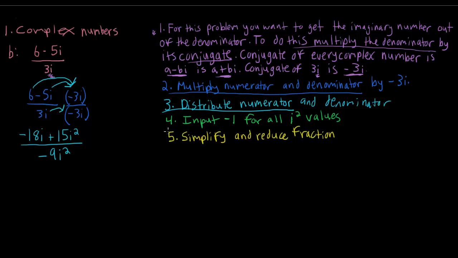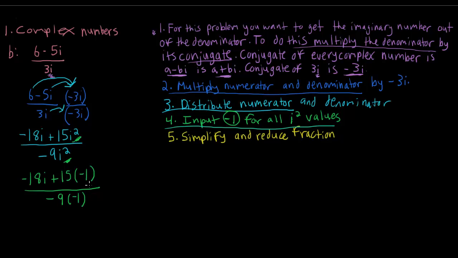For step 4, we want to input negative 1 for all i squared values. So anywhere where we see i squared, we want to input negative 1. So in this case, we have negative 18i plus 15. We have i squared here, so we want to put a negative 1 in its place. And then on the denominator, we have negative 9i squared. Again, we see an i squared. We want to put negative 1 in its place.